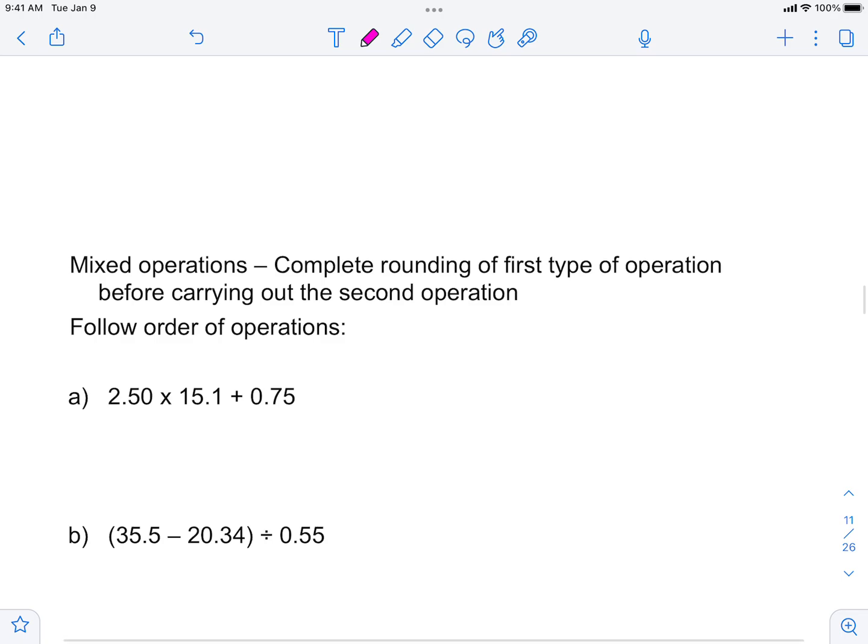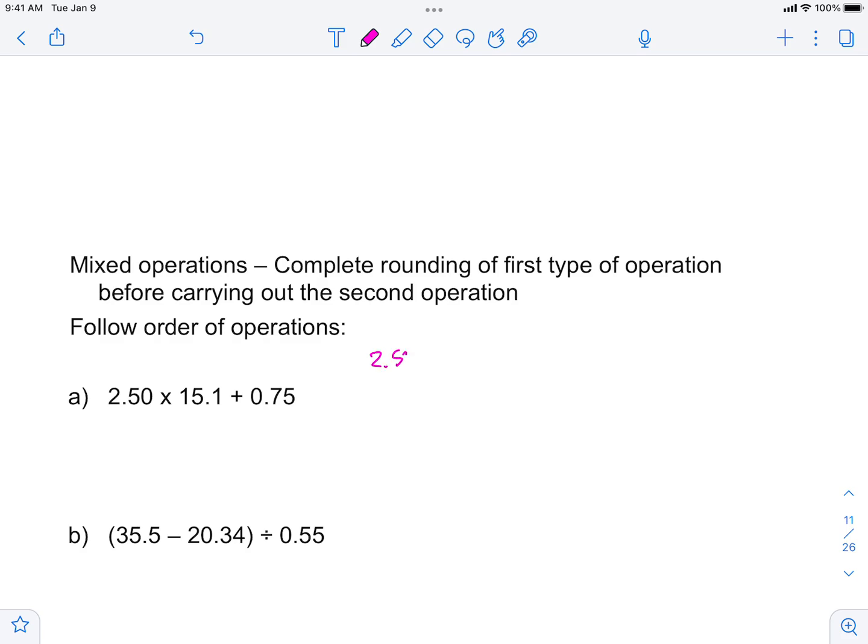If you have mixed operations, meaning you have both a multiplication and an addition in the same problem, first of all, it's math, so you always follow order of operations, right? But because you are carrying out 2 different operations, you must carry out the first operation per order of operations, and then when you are changing the operation to something else, that is when you must round. You must round the number before you send it through the second operation. So when we look at example A, what is the first operation we're going to be doing, the multiplication or the addition? Multiplication. So we will multiply those 2 numbers together.